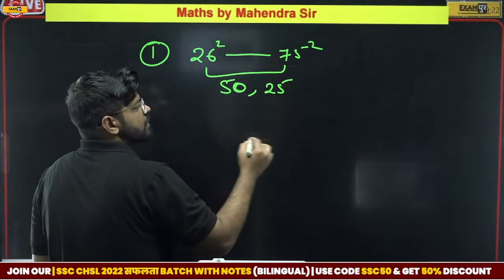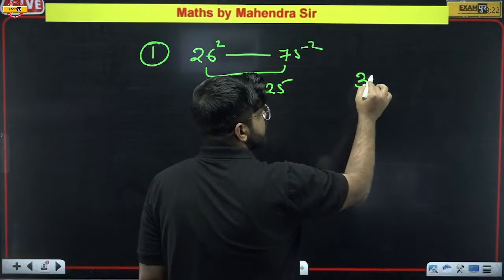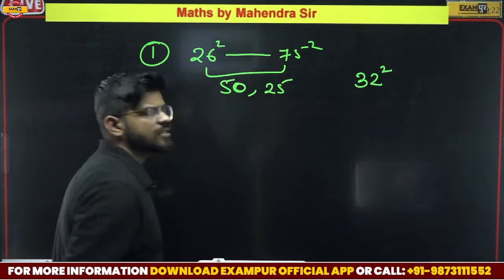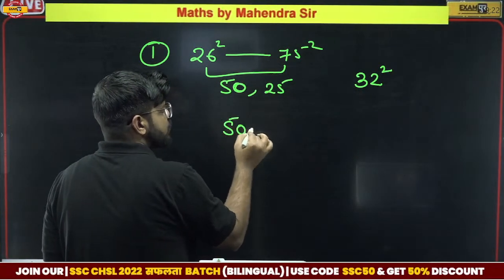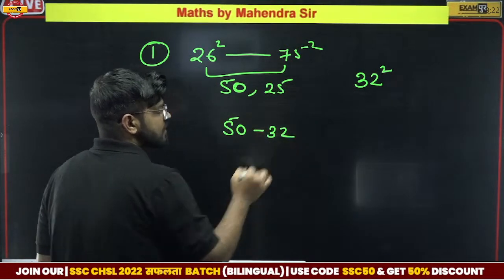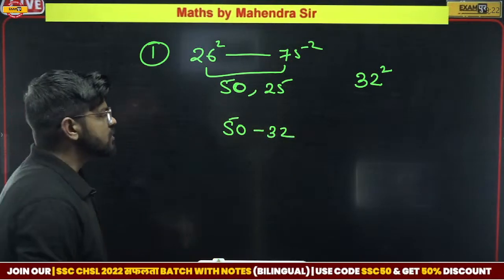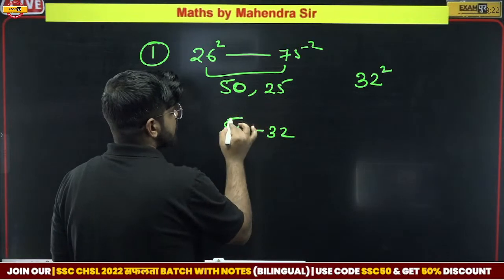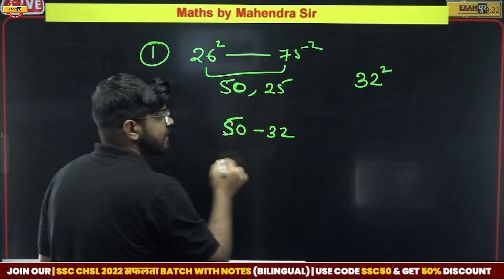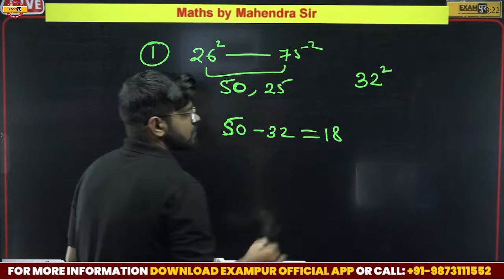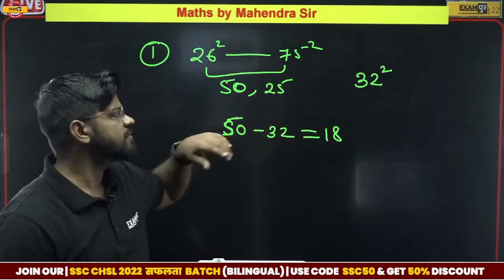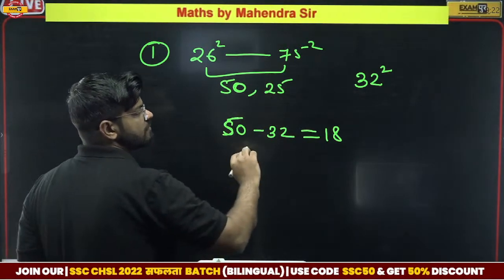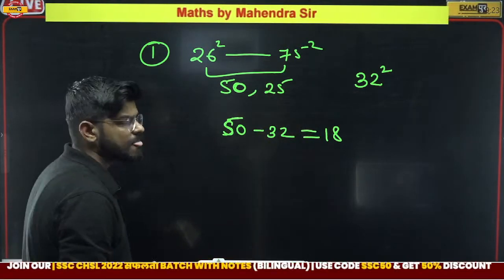So what we have to do, suppose we have to calculate the square of 32. I have to see how much less than 50 this number 32 is. We have to find the difference. So it is less than 50 by 18.